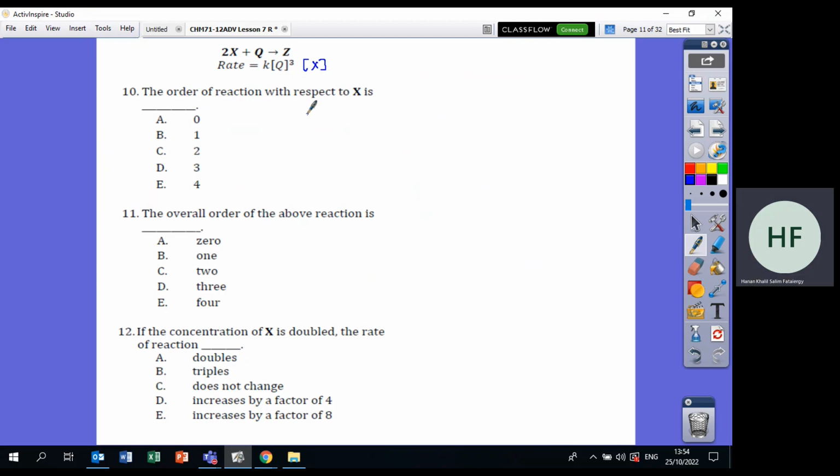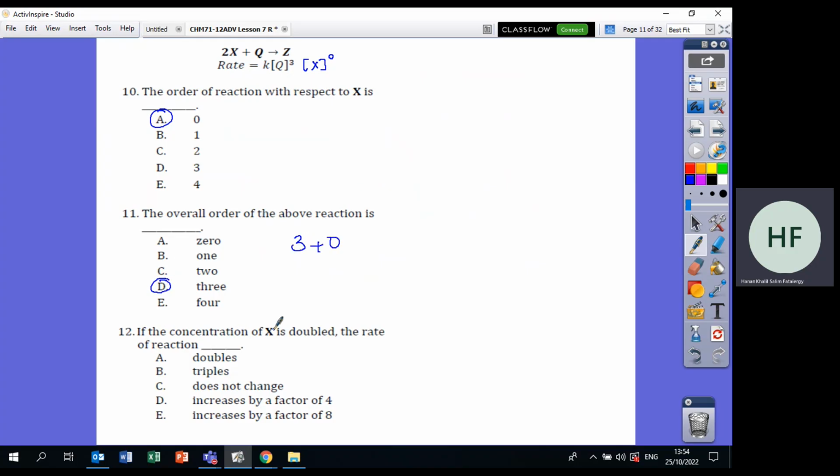What is the power of X? Of course it should be 0. If X does not appear, this means its order is 0. Anything power 0 is 1. So the rate will be equal to KQ power 3 times 1, which is KQ power 3. The overall order of the reaction is 3 plus 0, this is 3.